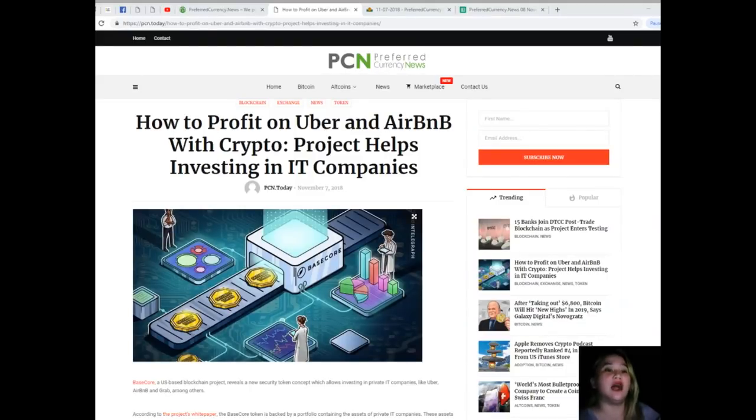The local IPFS version at GitHub is available for download as well. All right, so that has been an interesting topic for this day. Now I hope that you have learned something from the news, right? And we always discover new things. So this is a very important and interesting topic: how to profit on Uber and Airbnb with crypto.